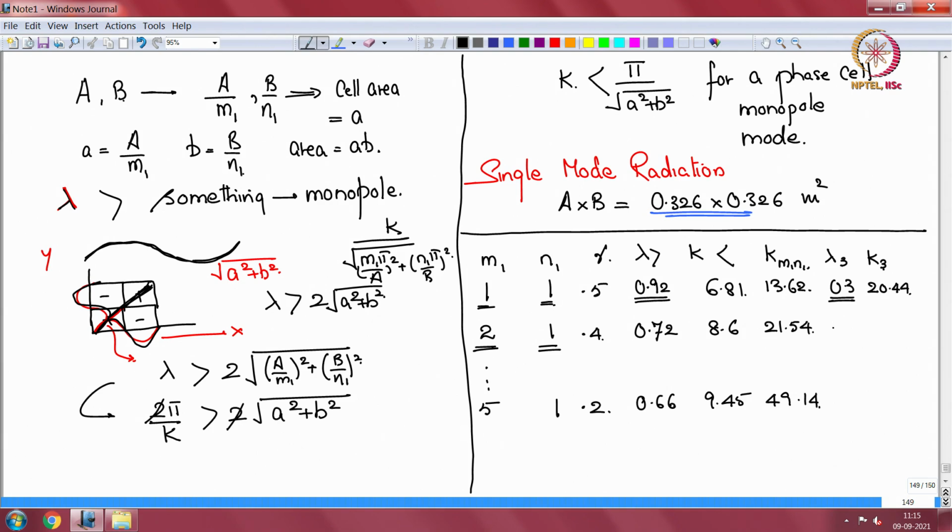For the 2-1 mode, lambda has to be greater than only 0.24, and here only 0.22, and K3 has to be less than 25.85, 28.35, etc.